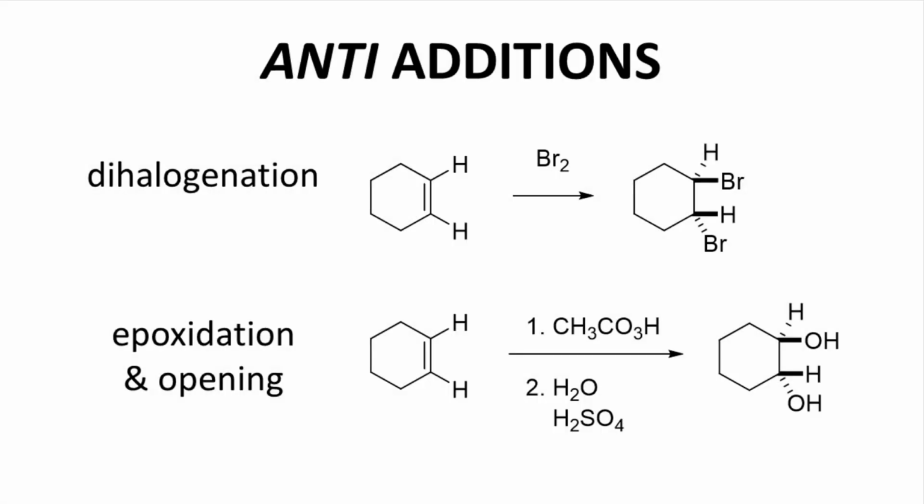The classic example of an anti-addition is a dihalogenation. The reaction goes through a halonium ion. I'll draw it quickly in the upper left.